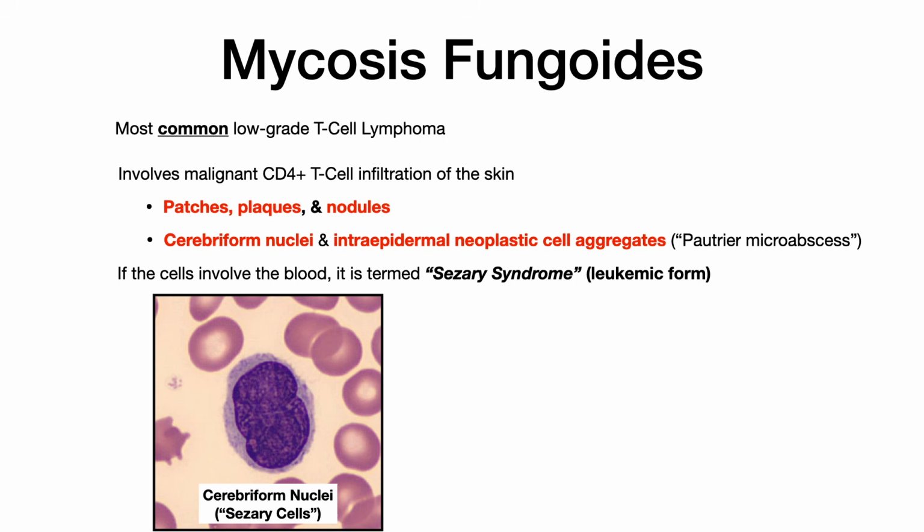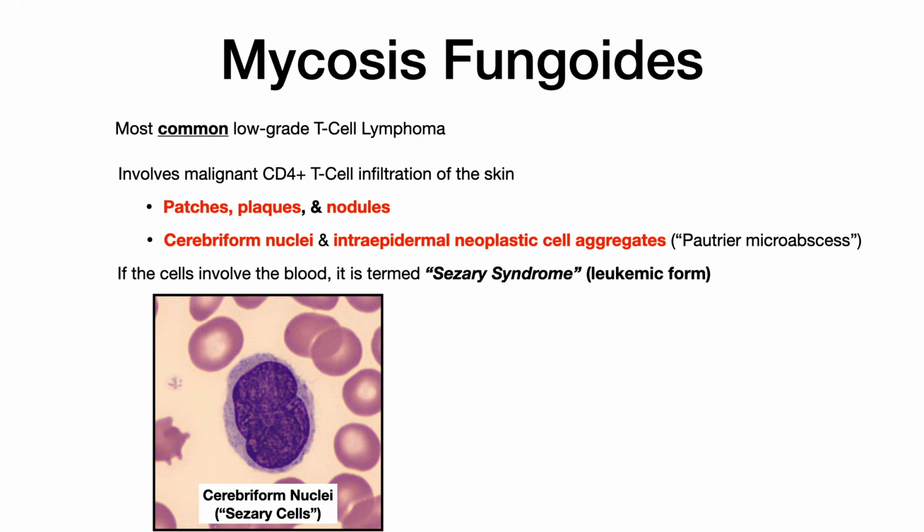And what you will see described are Sézary cells. Now, Sézary cells, you see an image here, they have cerebriform nuclei. That is a very hot buzzword. Don't worry about the term Sézary cell, know cerebriform nuclei. You can also see intraepidermal neoplastic cell aggregates. So basically that is a fancy way of saying that in the epidermis, there are aggregations of cells, and those are called, I may be butchering the pronunciation here, Pautrier microabscesses.